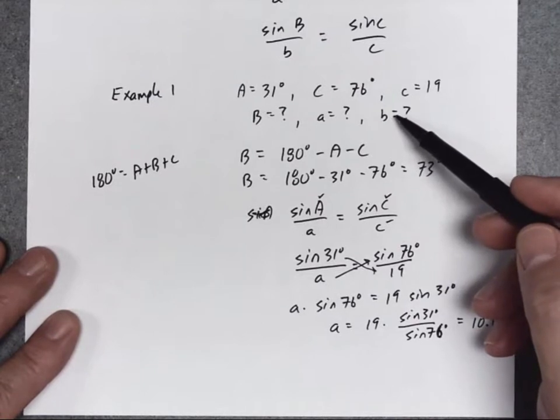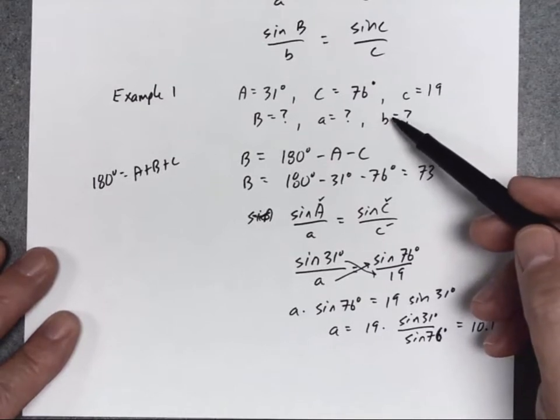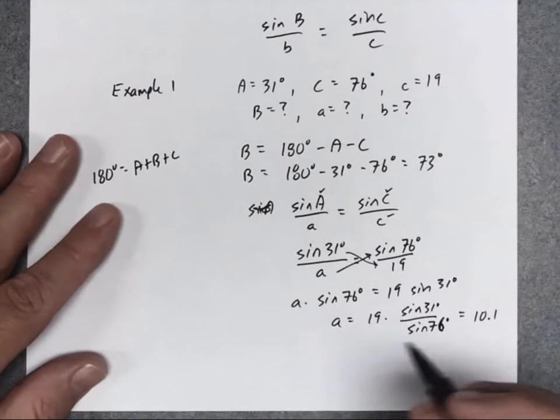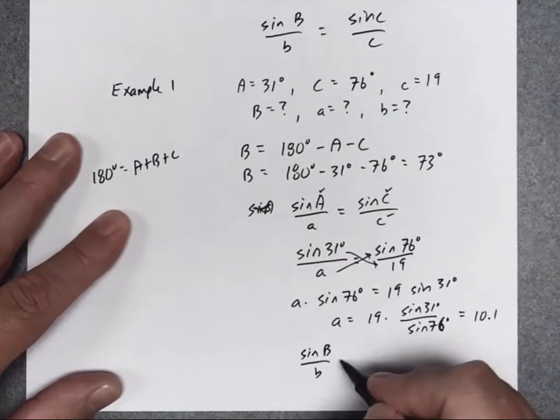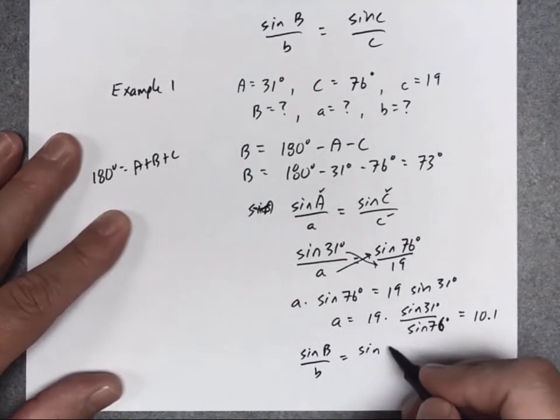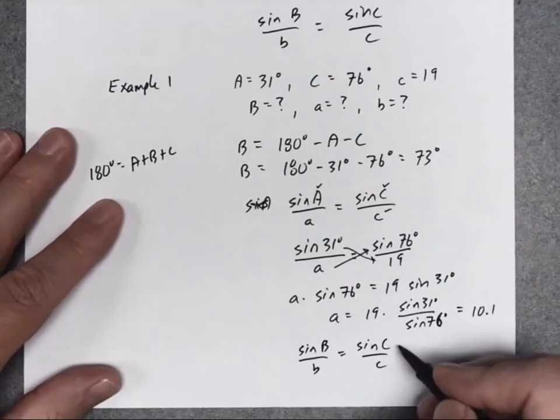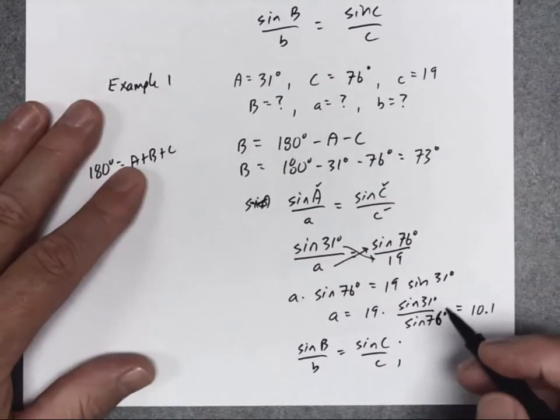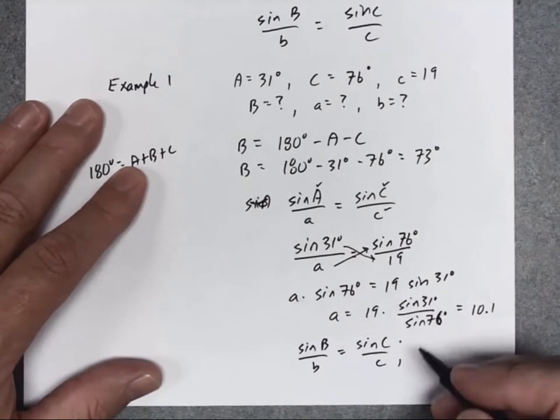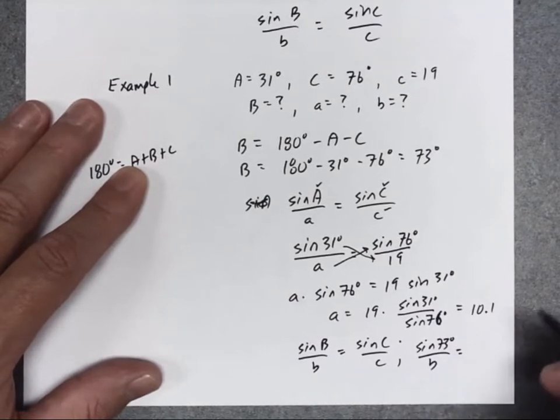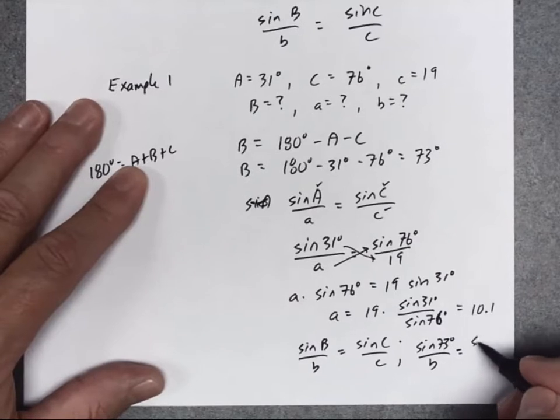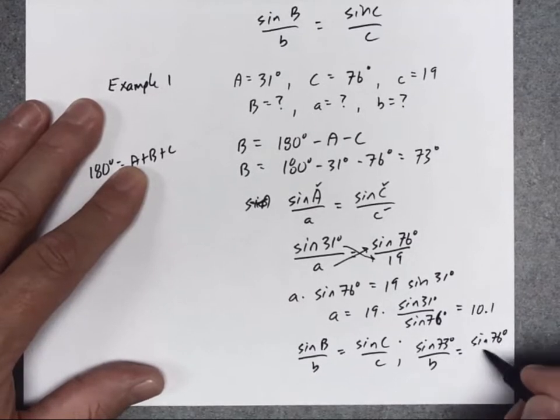side B. And really I have a choice for law of sines. I can pair B up with A or with C. I'll just do it with C again. So basically I'm going to say sine of angle B over B equals sine of angle C over C. Once again, I know 3 out of these 4, because I know angle B is 73 degrees, so sine of 73 degrees over B equals sine of angle C, which is 76 degrees, over side C, which is 19.